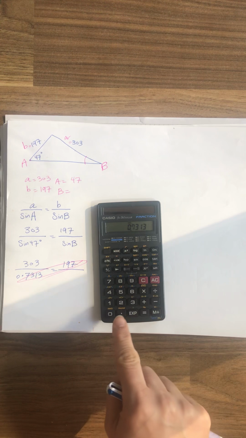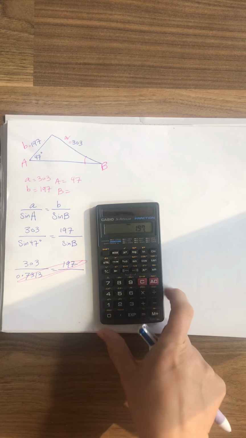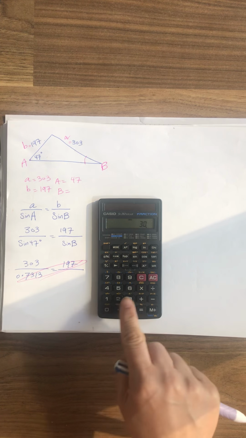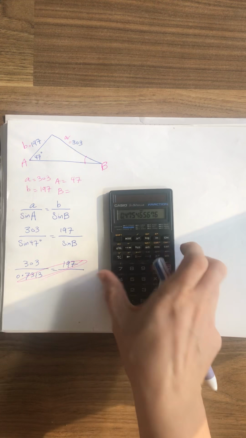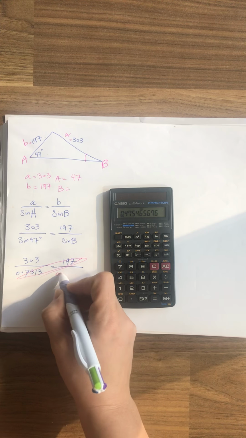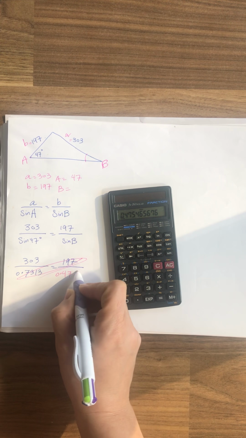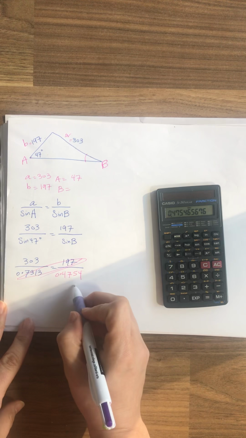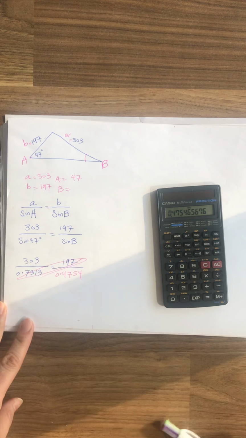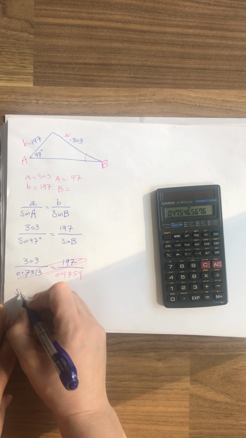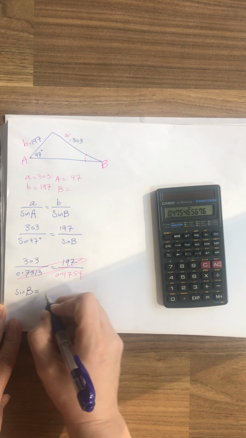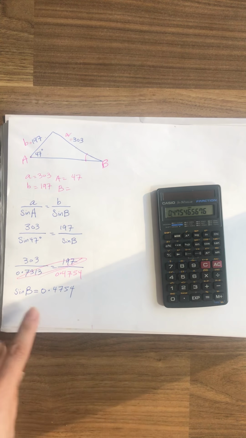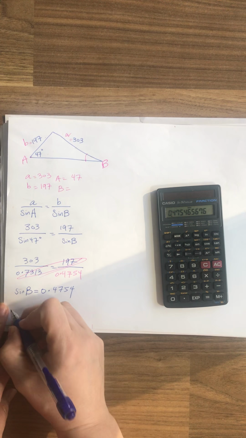And the answer is, let's do it once more, 0.7313 times 197 equals, and then we divide it into 303. The answer is 0.4754. What is that? That is sine B. So I realized that sine B equals 0.4754. I wasn't looking for sine B, I was looking for B.